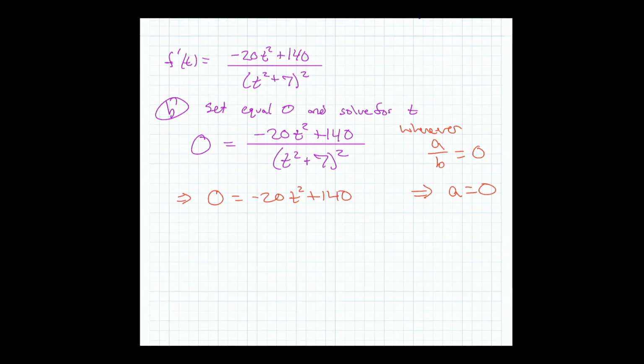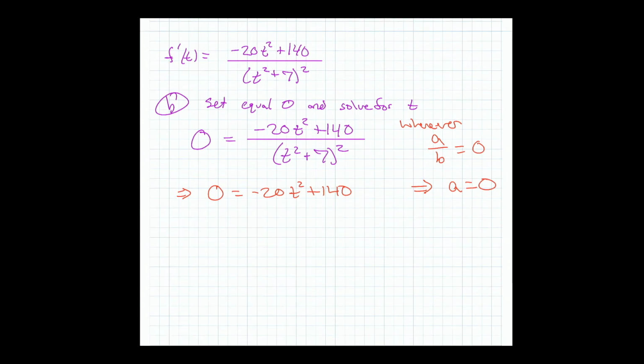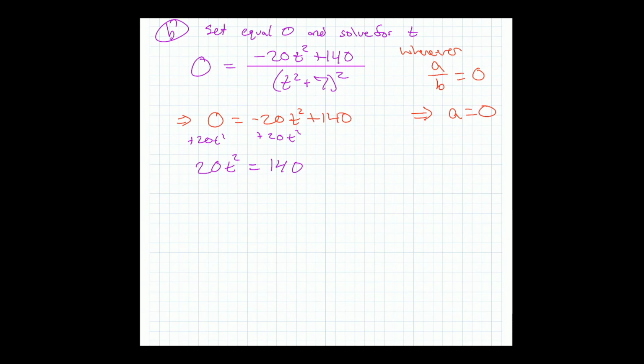Let's keep going. We're trying to solve this for t. So I'm going to move the t squared over, and I get 20t squared equals 140. Well, what should I do? Divide both sides by 20, right?